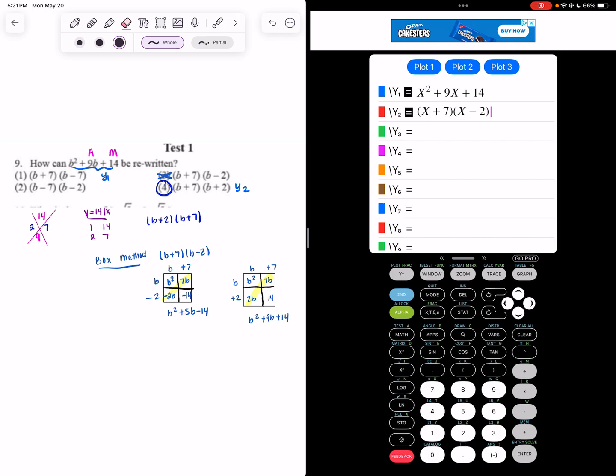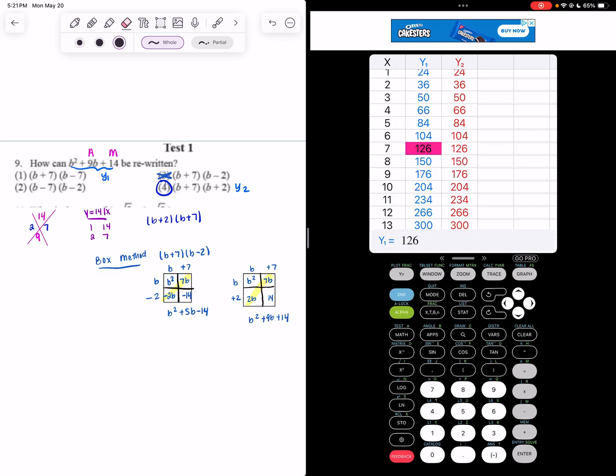So now I'm going to go back to y equals. I'm going to type in choice 4, so x plus 7, x plus 2. I'm going to hit second graph, and then boom, I get the same table of values, which means it has to be choice 4.